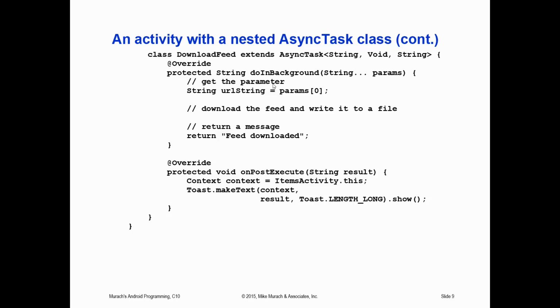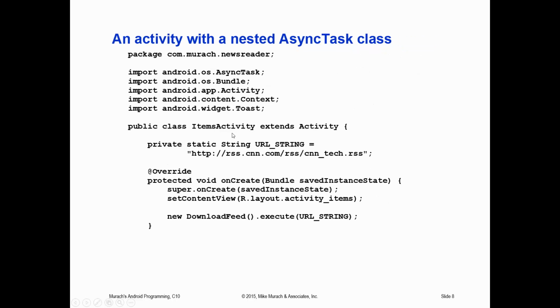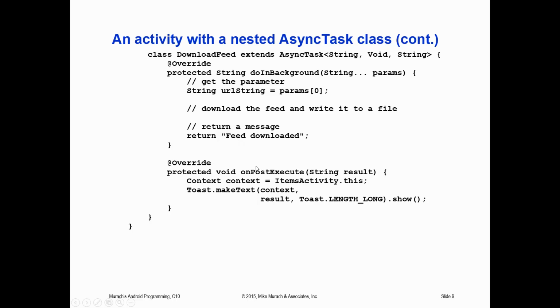When you nest one class within another, like we're doing here, the inner class automatically has access to, and can access, the object for the outer class by coding the name of the outer class and a period, and the this keyword. So we can come in here, and if we need to, we can use ItemsActivity dot whatever. There's dot this right here.